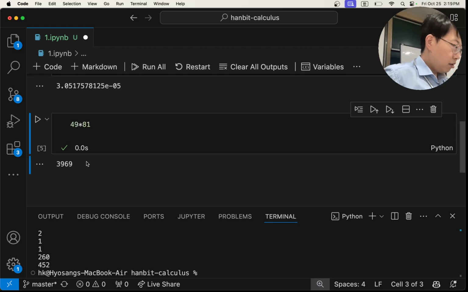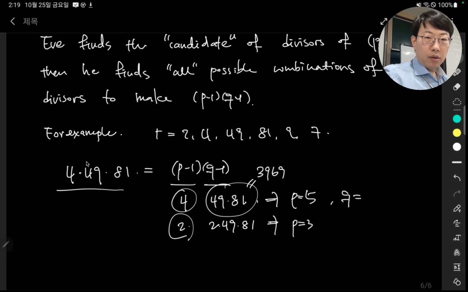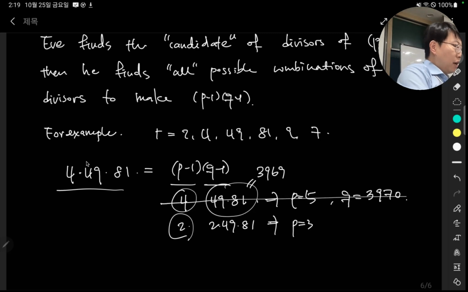3969. Yes. So if this was q minus 1, q must be 3970, right? So now we can check whether this is prime or not. It's not a prime. Okay, so he can rule out this possibility. Okay, so then he goes to the next one.